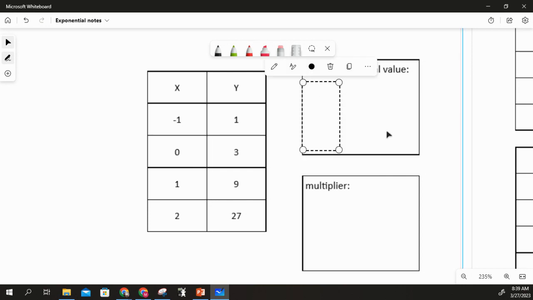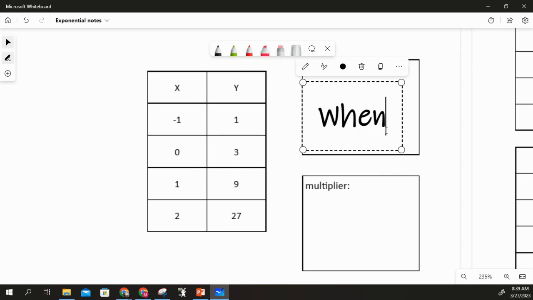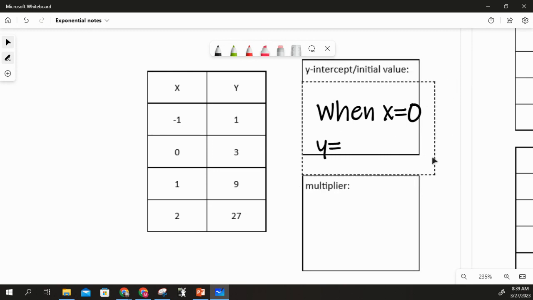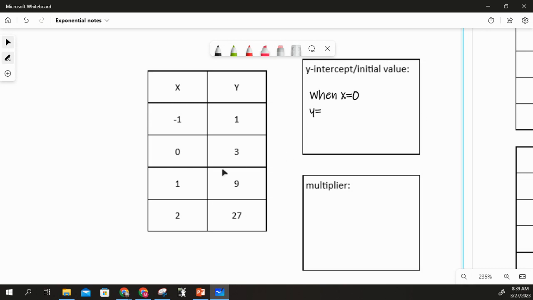All right, so our y-intercept is when x equals 0. And when that's the case, what is our y value? Let's take a look at that in our chart. So we're looking for x equaling 0 here, okay? So x equals 0 right here. Our y value is 3. So 3 is our y value when x is 0.